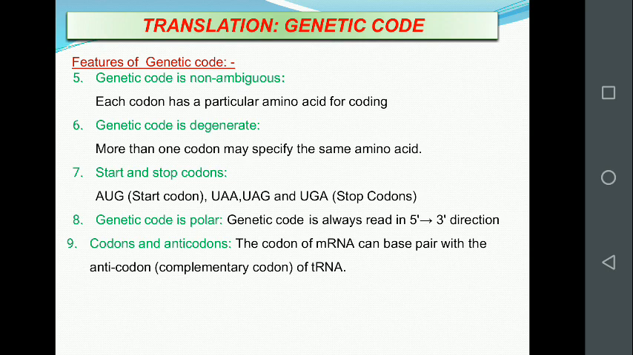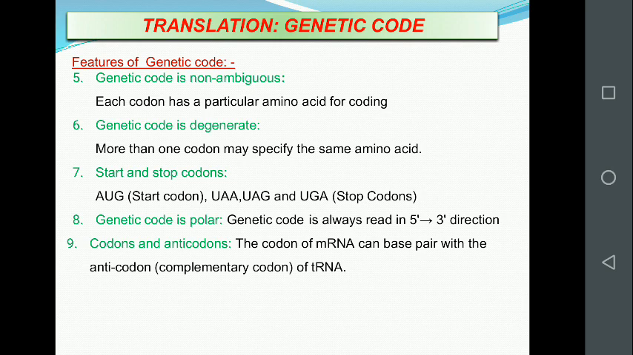And the next thing is that the genetic code is polar. The ribosomes and protein synthesis machinery, the entire translation system, start reading the mRNA from the 5 prime direction to the 3 prime direction. It always goes from 5 prime to 3 prime. That is the polar nature of translation.